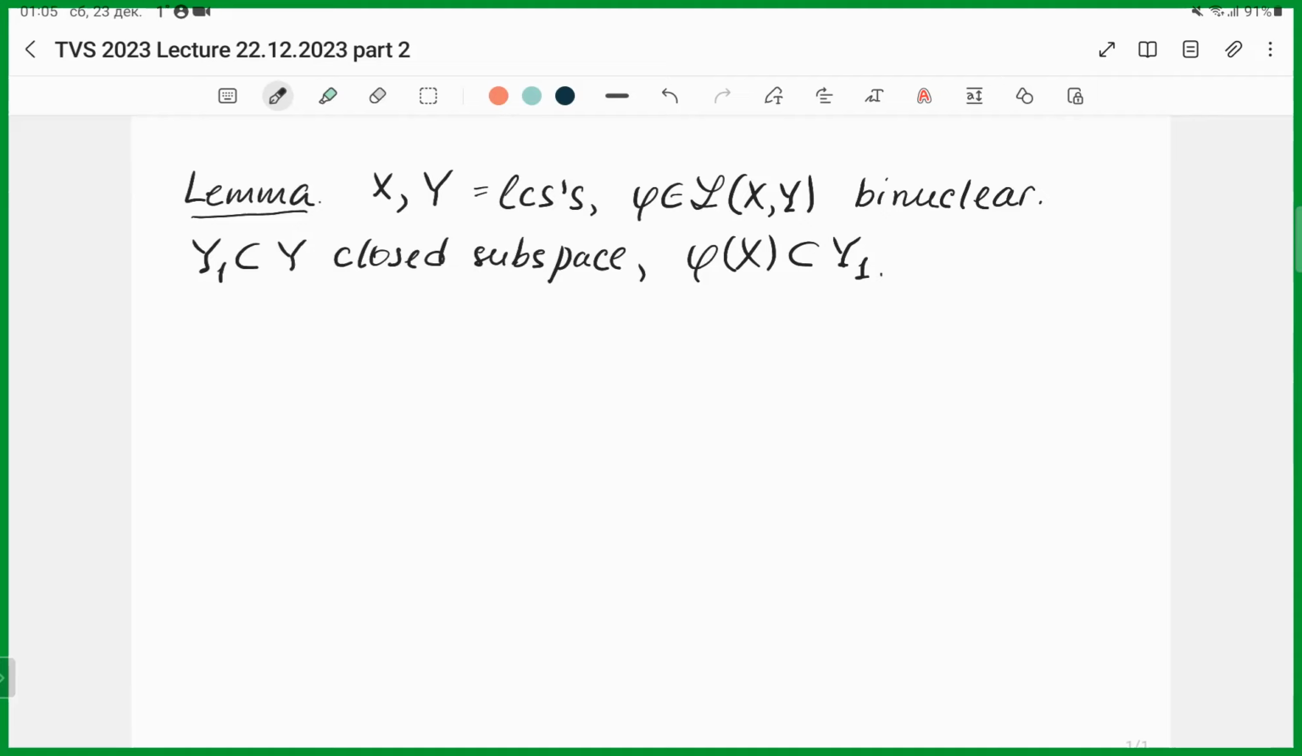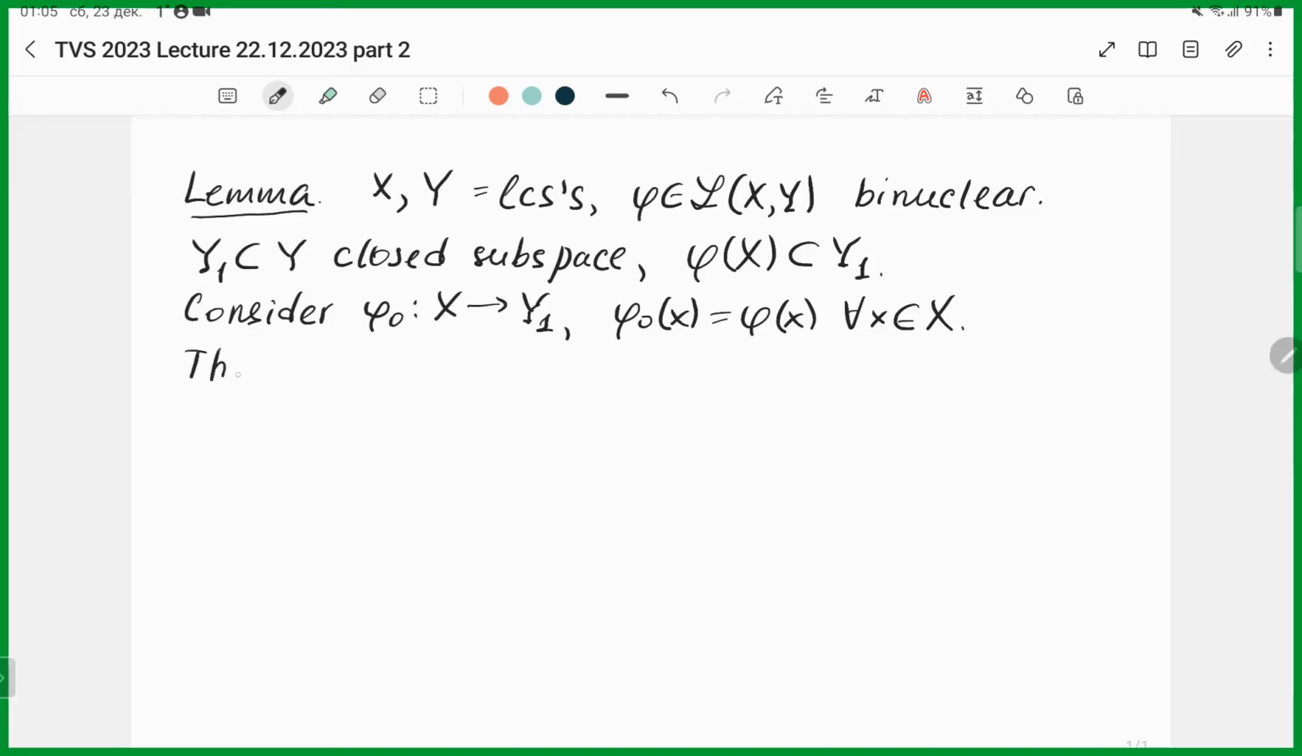So to say this a little bit more formally, let's consider a map phi 0, which acts from X to Y1, and it acts exactly as phi. So phi 0 of x equals phi of x for every x. So basically, this is the same map as phi, but we consider phi as a map from X to Y1. So I claim that phi 0 is nuclear.